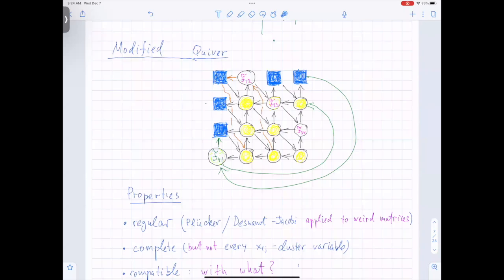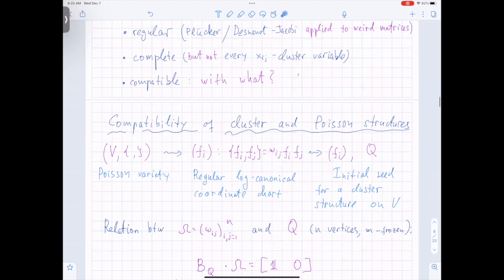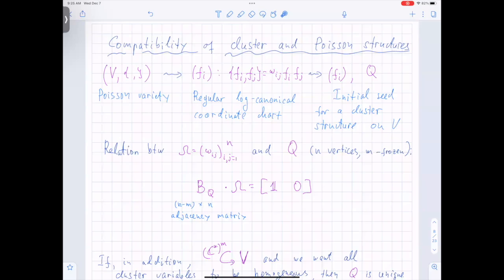So let me now try to explain all of that. And for that, we need... So when you say compatible, what do you mean? These functions are no longer nice with respect to the standard Poisson Lie structure. Okay, so to continue, I need to go through more generalities about the relation between Poisson geometry and cluster algebra.